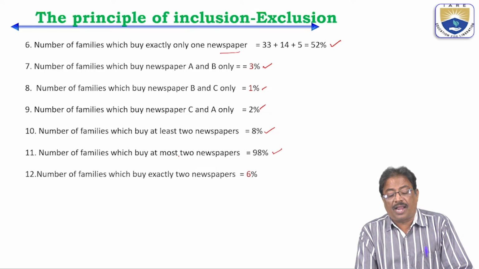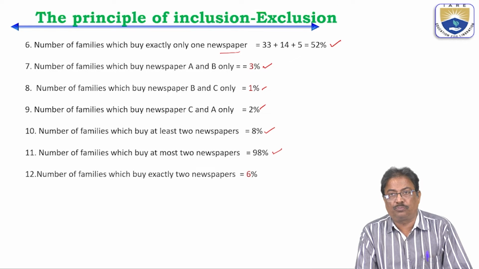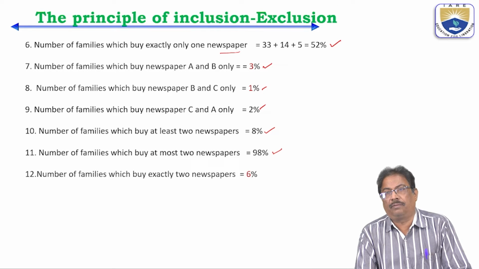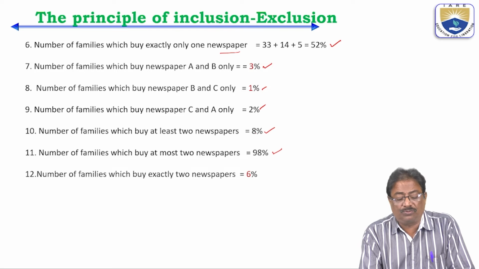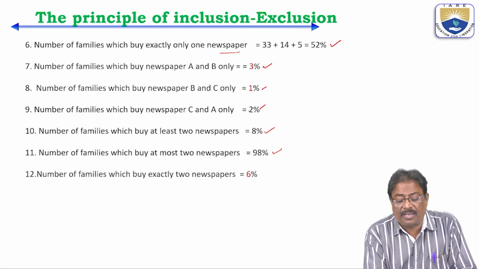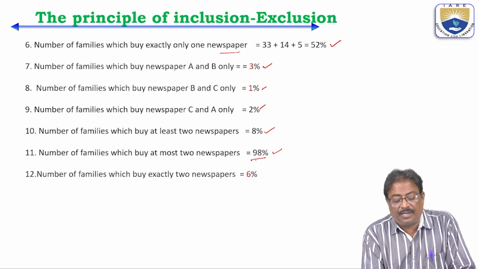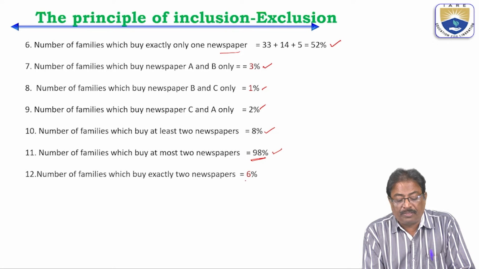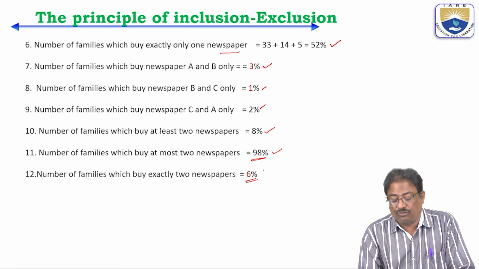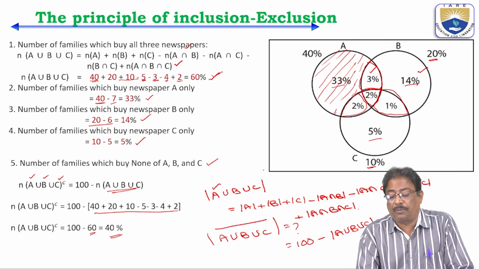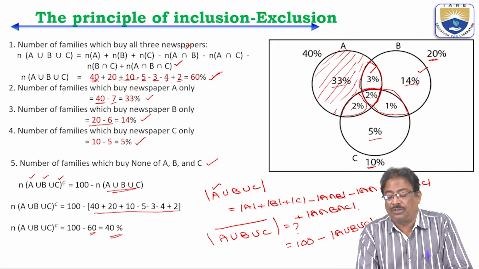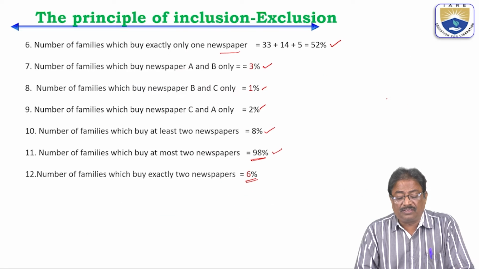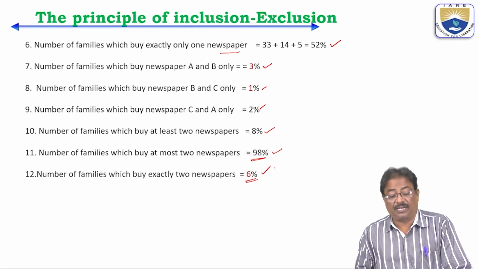Then the number of families who buy at most two papers. That means not more than two papers, the maximum is two papers. See here it is 98% of the families. Number of families which will buy exactly two newspapers. So that is 3 plus 2 plus 1. So that will be 6%. That we are going to get like this.